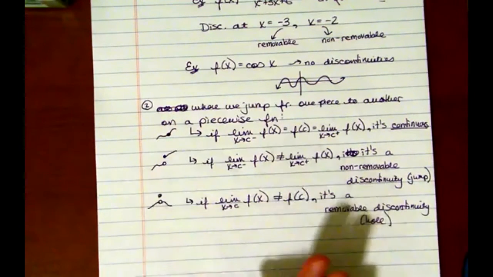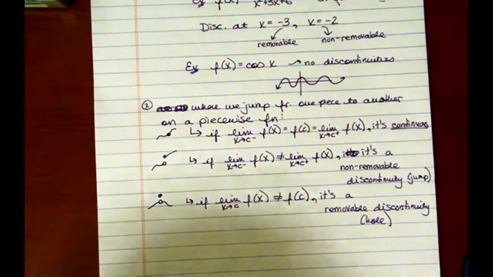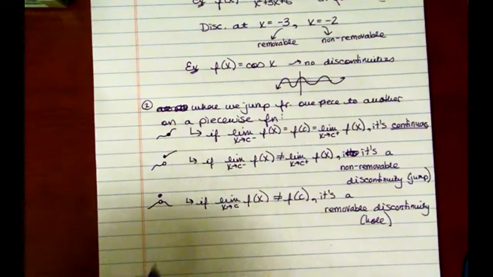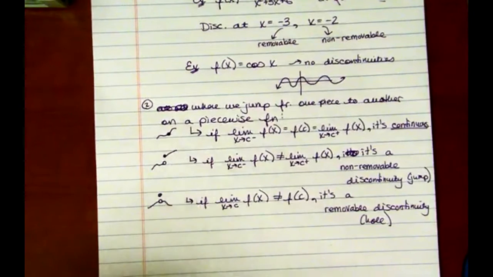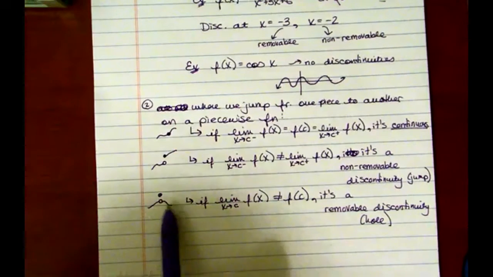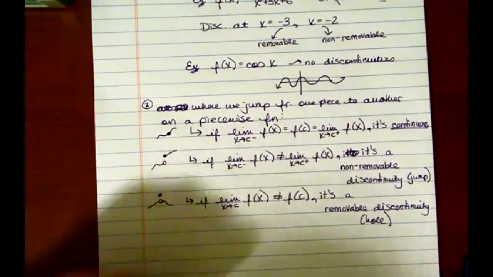To deal with any of this stuff with piecewise functions, I'm going to find three things: the limit as I approach my value from the left, the limit as I approach my value from the right, and the value right there. If they're all equal, I'm continuous. If the limit from the left doesn't equal the limit from the right, I have a non-removable discontinuity. And if the limit doesn't equal the function value, I have a removable discontinuity.